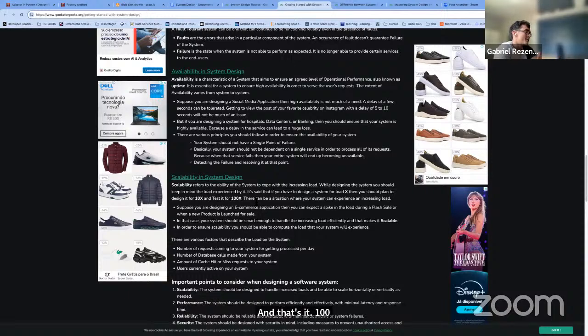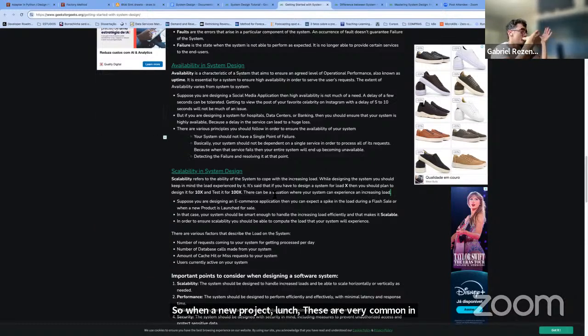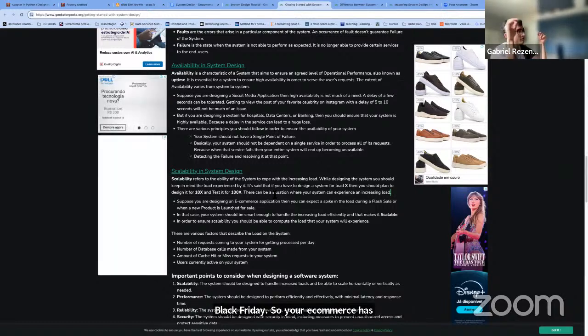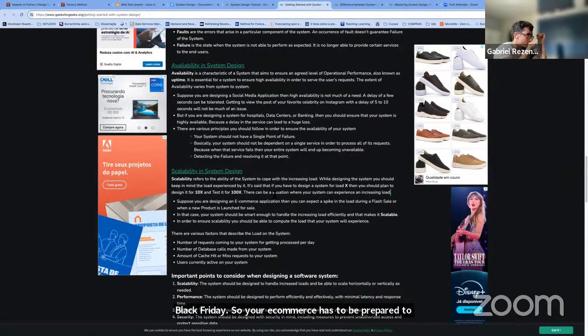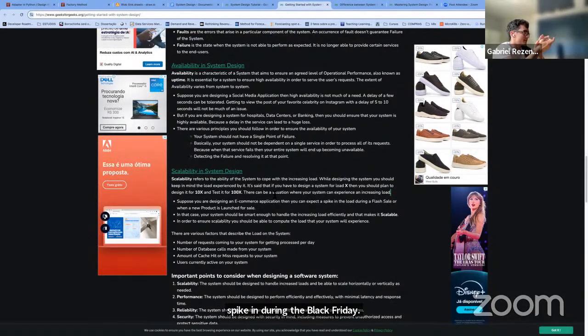There can be a situation where your system experiences an increasing load. Suppose you are designing an e-commerce application, then you can expect a spike in the load during a flash sale, when a new product is launched for sale. These are very common on Black Friday. So your e-commerce has to be prepared for the spike. This is a good example of scalability in your system. In that case, your system should be smart enough to handle the increased load efficiently.